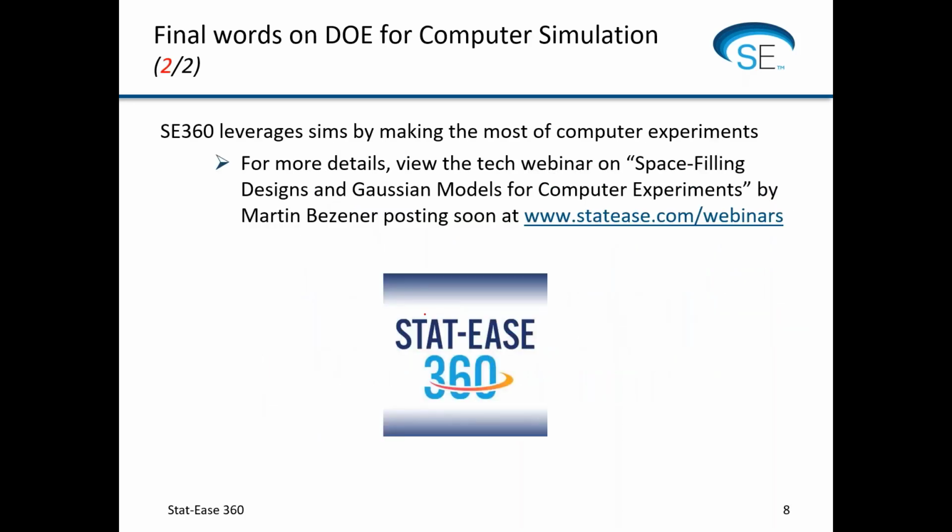So the final words are that these tools in STATISTICS 360 will leverage the use of computer simulations by allowing you to save time on very costly runs on the simulator, developing a function and using that to make your final design. For more details on these tools, see the space filling designs and Gaussian process models for computer experiments by Martin Bezener, who's our president and PhD statistician, which we'll be posting soon at this site. In fact, he's giving it this morning at the same time I'm giving this presentation, but it'll be posted soon, and I would highly recommend, if you're interested, to bring up that presentation in recorded format.